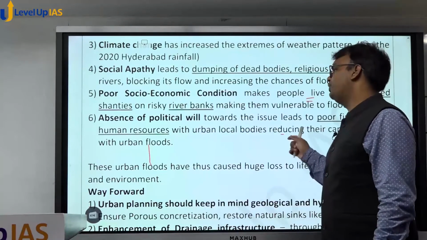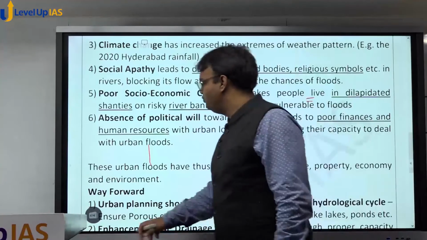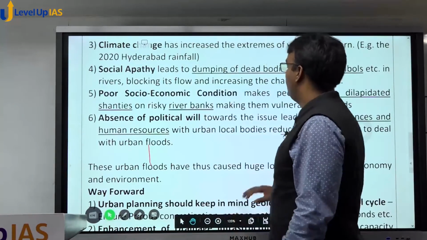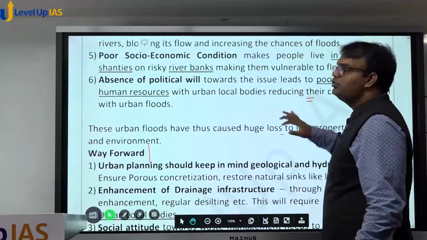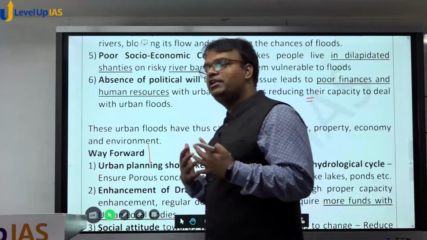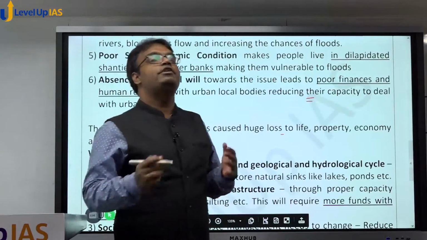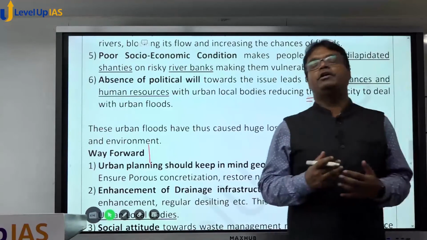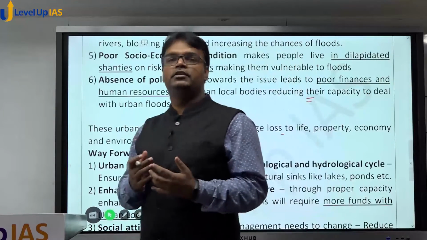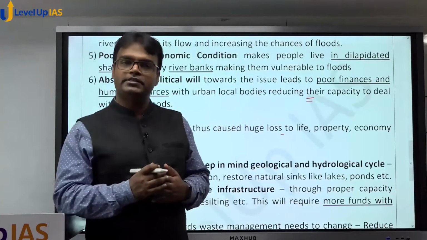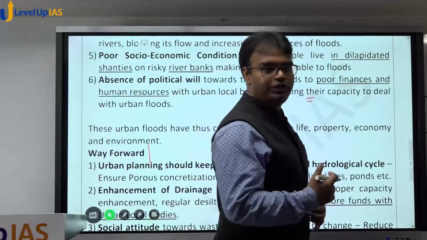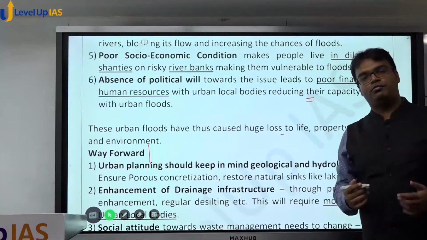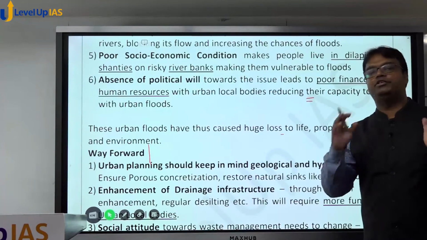Then absence of political will. All these problems could be resolved if the government is motivated enough, if the government ensures that our urban local bodies have enough funds through which they can have enough resources to ensure better cleaning of drains, larger size of drains, and protection of our water bodies. In the absence of proper funds, these things are not possible, these things are not feasible.